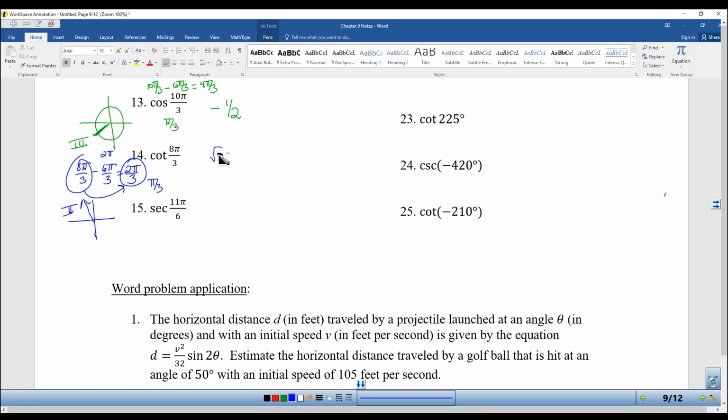Cotangent, flipping that is, or sorry, tangent is pi thirds. Flipping that is going to be the square root of 3 over 3. And cotangent in quadrant 2 is negative.